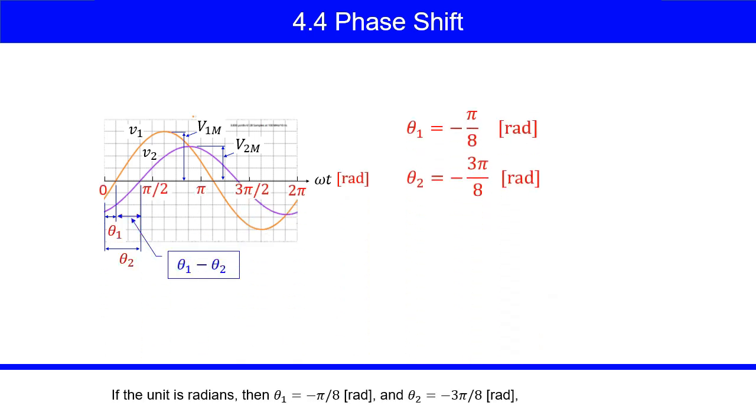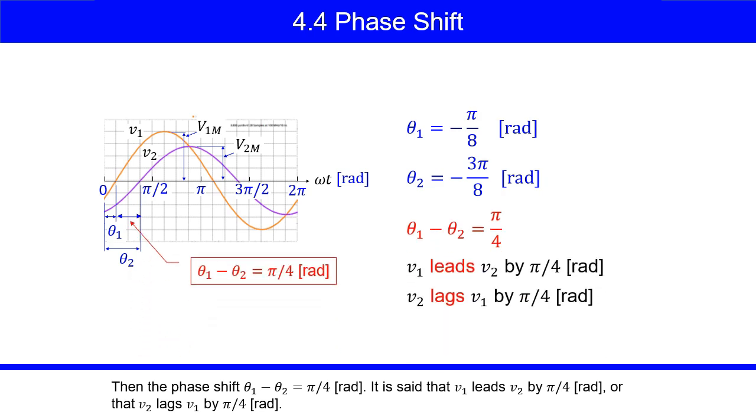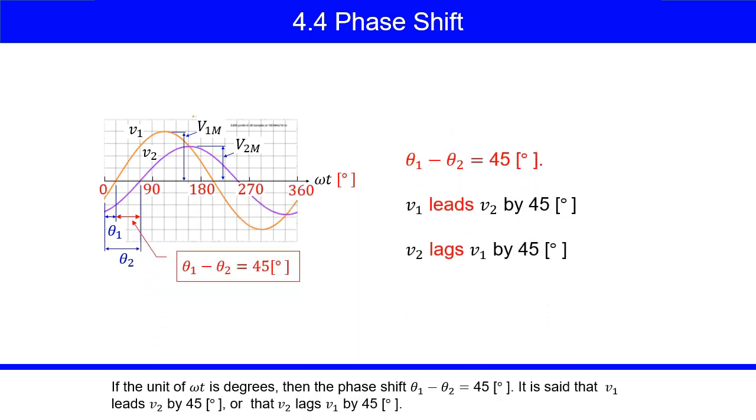If the unit is radians, then theta 1 equals minus pi over 8 radians, and theta 2 equals minus 3 pi over 8 radians. Then the phase shift theta 1 minus theta 2 equals pi over 4 radians. It is said that V1 leads V2 by pi over 4 radians, or that V2 lags V1 by pi over 4 radians. If the unit of omega t is degrees, then the phase shift, theta 1 minus theta 2 equals 45 degrees. It is said that V1 leads V2 by 45 degrees, or that V2 lags V1 by 45 degrees.